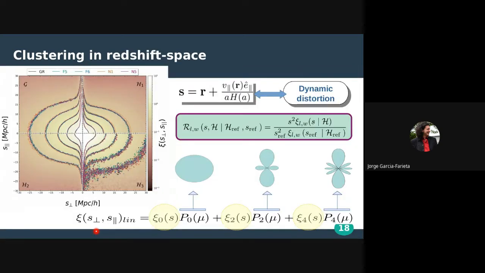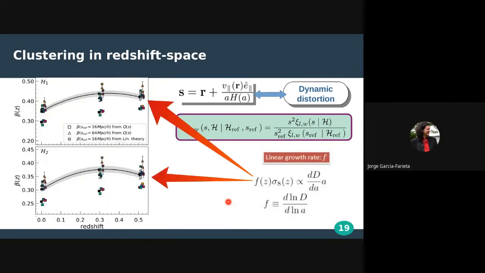So now let's move to redshift space in order to extract some cosmological parameters, the growth rate factor. We measure the two-dimensional correlation function for all the models. We use the distant observer approximation, and we also projected the two-dimensional correlation function onto one-dimensional statistics using a Legendre expansion, as we can see here.